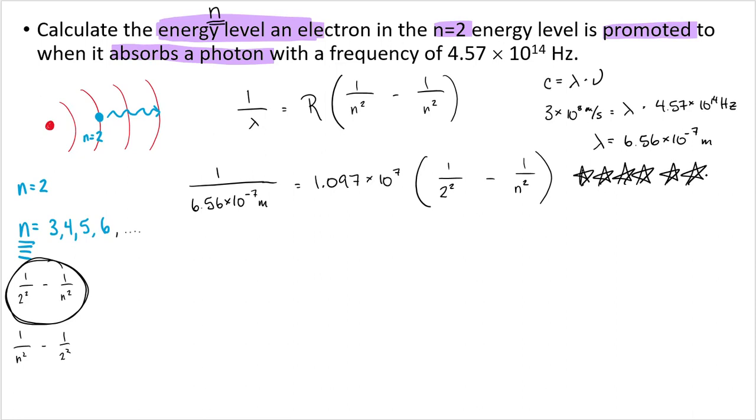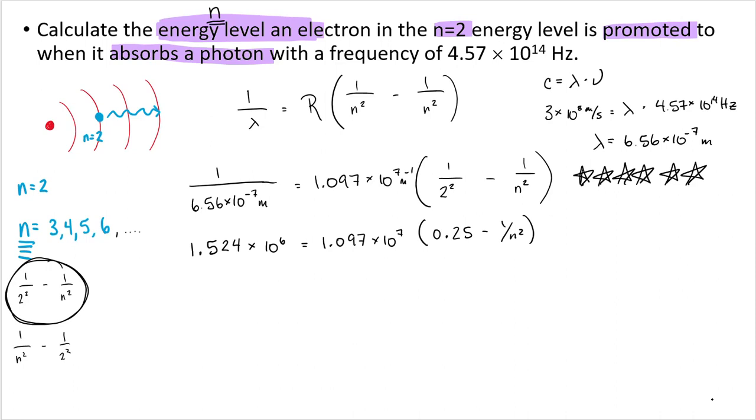But let's go through and solve for what that n value is. So 1 divided by 6.56 times 10 to the minus 7th, that is just a number. I got 1.524 times 10 to the 6th equals 1.097 times 10 to the 7th. I'm going to just leave my units out. I know I have all the right units, so I'm going to be lazy. 1 over 4 is just a number. And I'm going to leave my 1 over n squared in there.